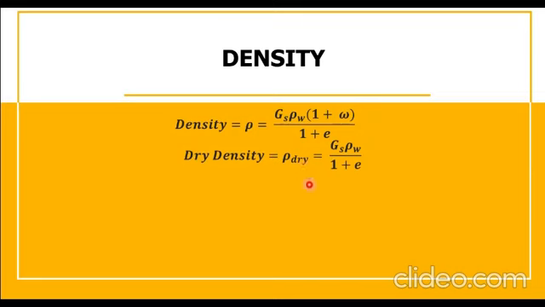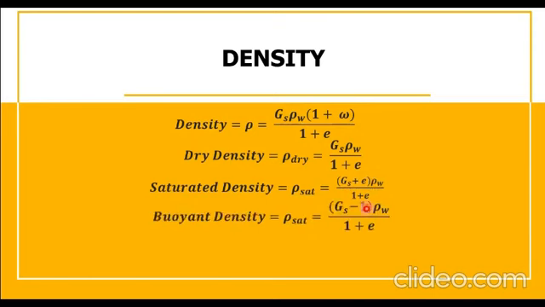And then if it's dry density, the unit weight of water will just be equal to the density of water. So it's equal to specific gravity of soil multiplied by density of water all over 1 plus E. And if it's saturated, GS plus E multiplied by density of water over 1 plus E. And then that's buoyant. Buoyant density is equal to GS minus 1 all over 1 plus E multiplied by density of water.